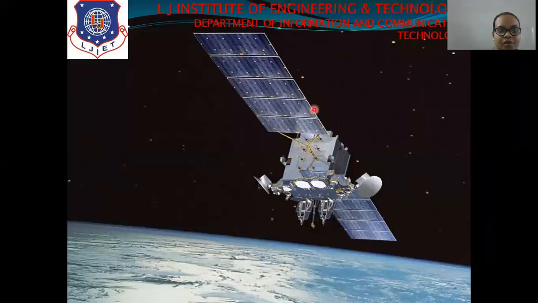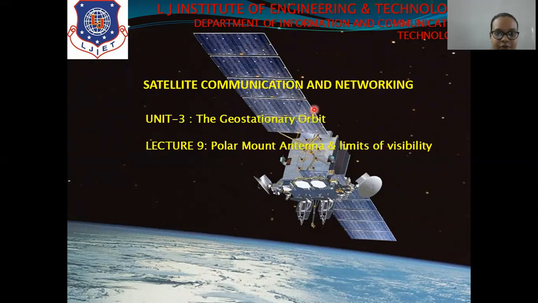Hello everyone. Now, in the last session, we started our Unit 3, that is the geostationary orbit, in which we discussed the introduction of geostationary and antenna look angles. Now, in today's session, we are going to discuss the polar mount antenna and the limits of visibility.